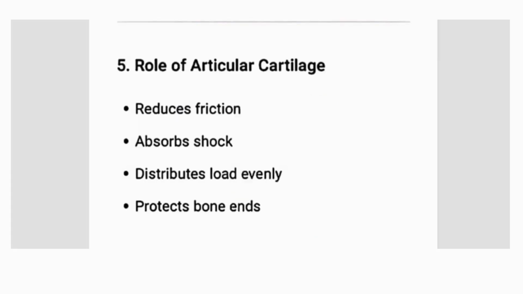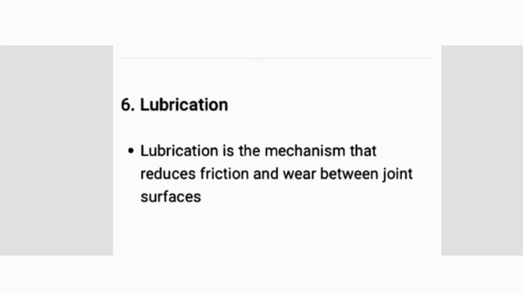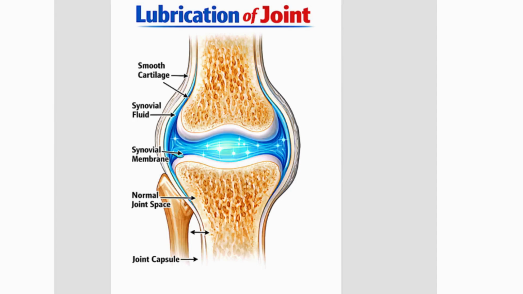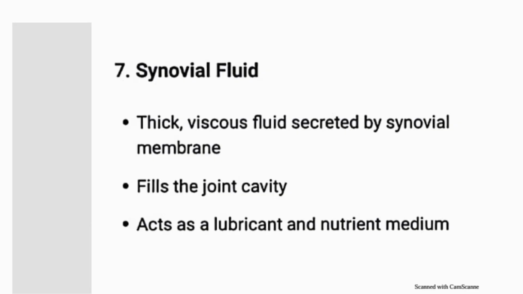There is the role of the articular cartilage. It reduces friction, absorbs shock, distributes the load evenly, and protects bones. And there is lubrication, which is the mechanism that reduces friction and wear between the joint surfaces. For example, in the lubrication of the joint, the synovial membrane is present between the smooth cartilage and the normal joint surface, so the lubrication of the joint reduces the friction.